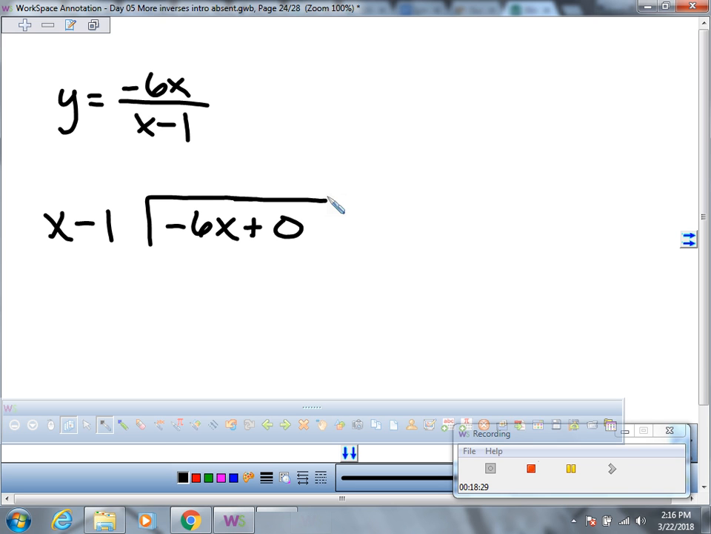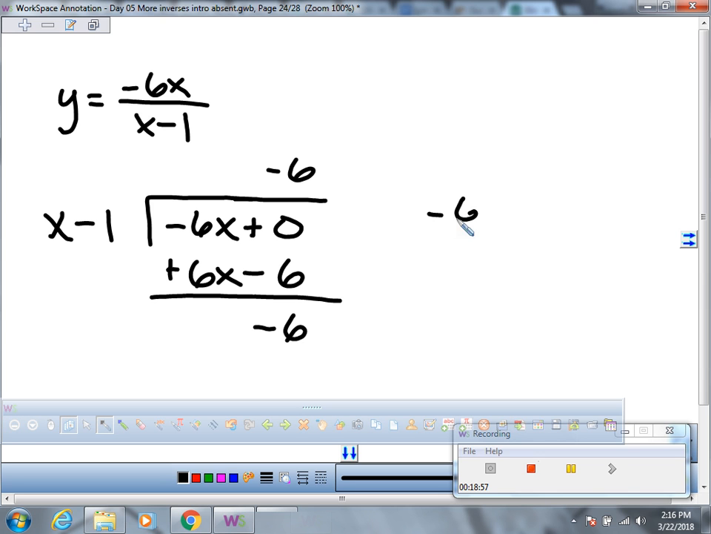X goes into negative 6x, negative 6 times. Negative 6 times x is negative 6x. Draw the line, change the sign. I'm left with negative 6. This is my remainder, my remainder out of x minus 1: negative 6.